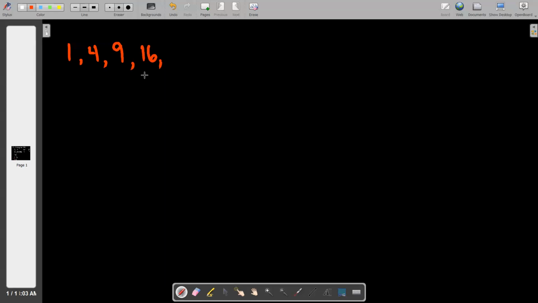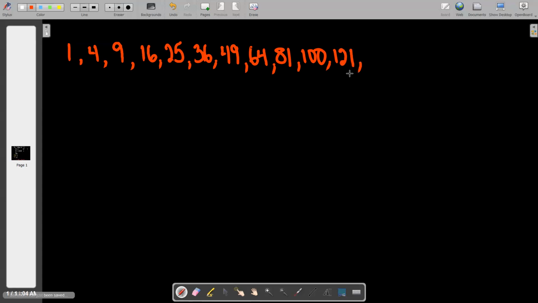What's after 16? 25. What's after 25? 36. What's after 36? 49. What's after 49? What's after 64? What's after 81? What's after 100? 121. These get a little bit harder. We're still in our 4th grade times tables comfort zone. Like someone got paid to teach you up through 12 times 12, right? Or to try to teach you that. And so the last one is obviously 12 times 12, which is 144.